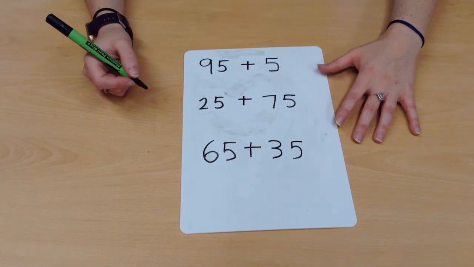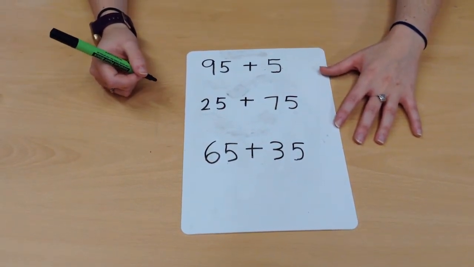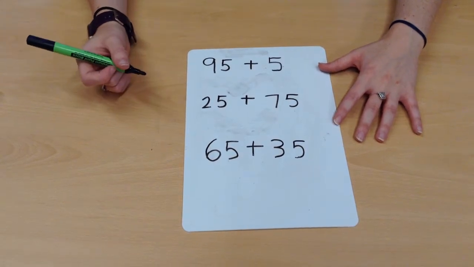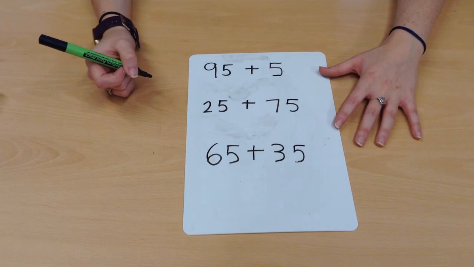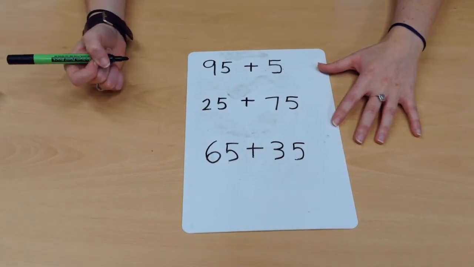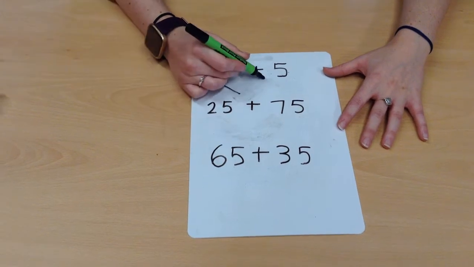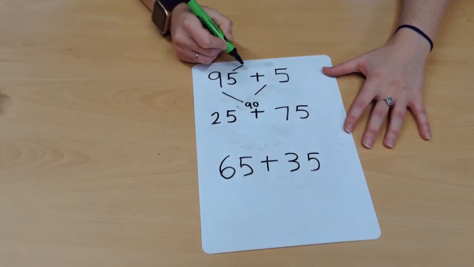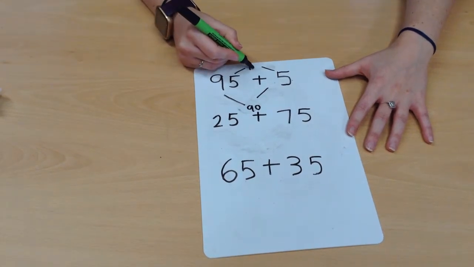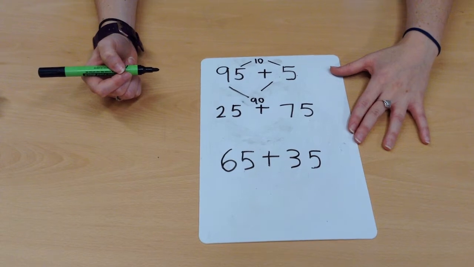If you feel confident with number bonds to 100, you might decide to use the abstract method, and you can check that your answers are correct with jottings. It's important that your 10s add to 90 and your 1s add to 10. Let's check the first equation. 9 10s and 0 10s makes 90. 5 1s add 5 1s makes 10. 90 add 10 makes 100.